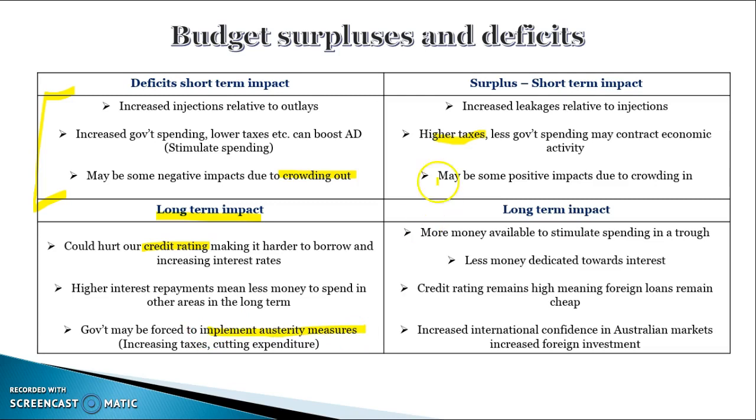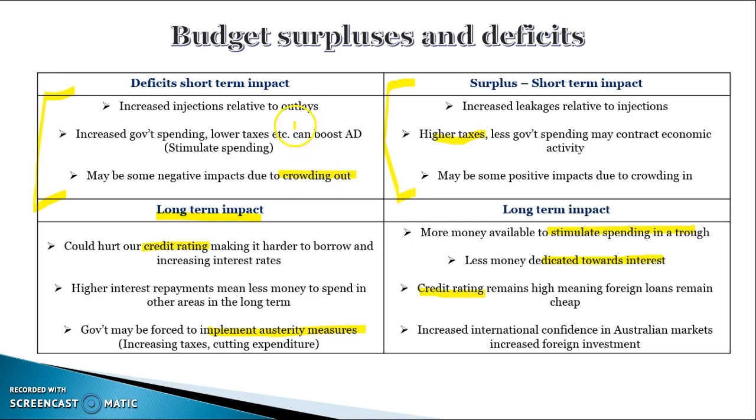On the flip side, while surpluses can hurt growth in the short term, in the long term the government's got more money to stimulate spending. So if we do experience a trough in the future, they've got more money to then stimulate aggregate demand and spending. There's less money directed towards interest because it helps us to repay our debt. Our credit rating remains high, and that helps to keep us getting access to cheap foreign loans. It also boosts international confidence in Australia, which creates more foreign investment.